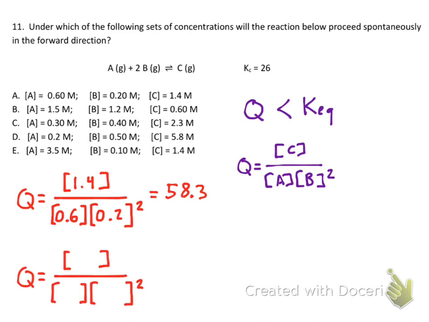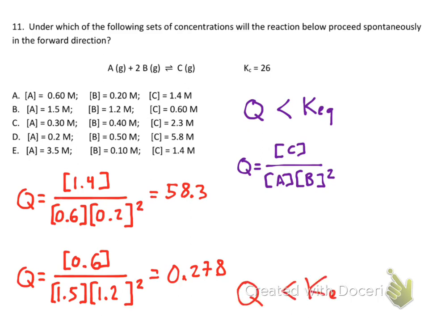Now let's do it for answer choice B. For B, the concentration of C is 0.6 molar. Not a lot of products there. For A, it's 1.5 molar. And then for B, it is 1.2 molar. When we do this calculation, we end up getting that Q is equal to 0.278. Now, in this scenario, Q is decidedly less than KEQ, which is exactly the situation that we were trying to find here. So this is going to be our answer. You can always tell which way a reaction is going to go by comparing Q with K.